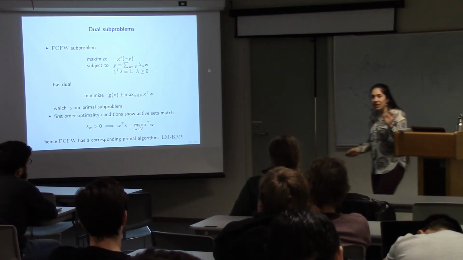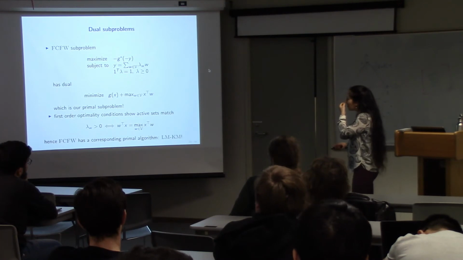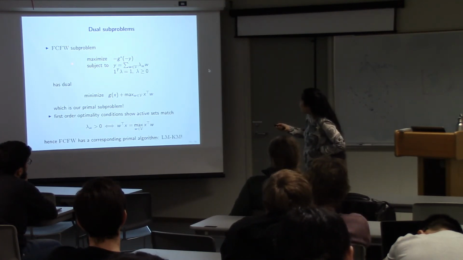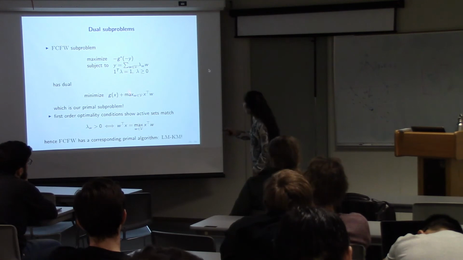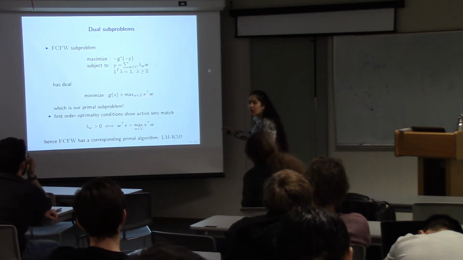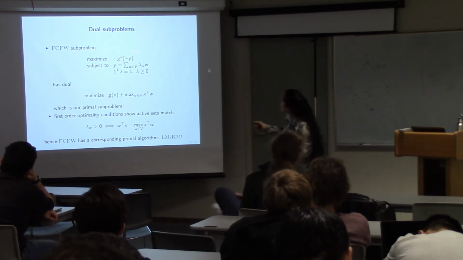Okay, there's one more step to get to the really pretty duality. This fully corrective Frank-Wolfe subproblem, its dual has a subproblem back in the primal space, which just uses the same set of vertices, right? So it's minimizing u of x plus the maximum over w in that set of vertices of x transpose w. This is the same duality as you saw between the master problems, the primal and dual problems. This is the duality between the subproblems.